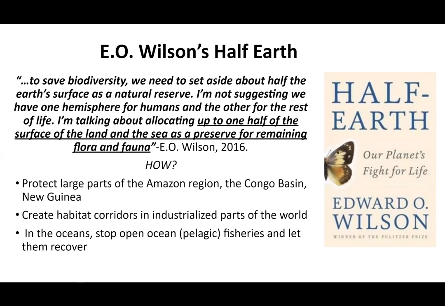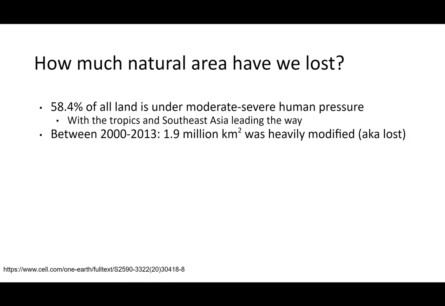And how can we do this? Well, the reality is it's just protecting some pretty key areas, right? The Amazon Basin, the Congo Basin, New Guinea, our islands. These biodiversity hotspots, creating habitat corridors in industrialized parts of the world to prevent habitat fragmentation from being such a huge issue, and potentially protecting large parts of the ocean, putting moratoriums on destructive fishing industries, such as shark fisheries. So there are lots of ways to protect biodiversity, but clearly there's a lot that needs to be done. And I hope I've convinced you that biodiversity is not only important for the planet, but it's also important for your average everyday life.